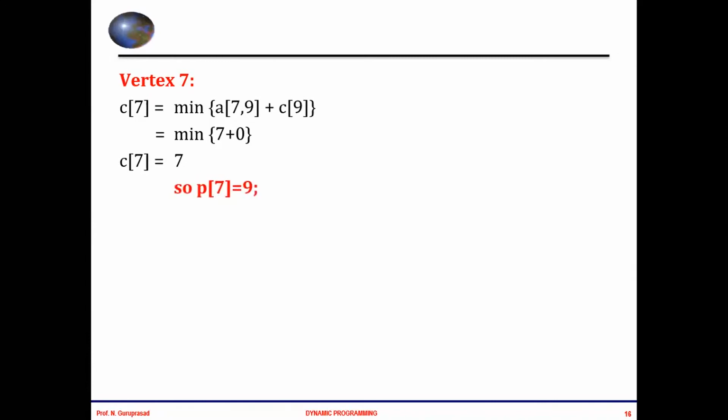Similarly, we calculate P of 7, in the same manner actually. P of 7 is nothing but taken from A of 7 comma 9 plus C of 9. Correct? I told you an easy way of remembering for P: whatever vertex gives the C of the vertex, that vertex will be the value of P of the previous vertex. So P of 7 will be equal to 9.